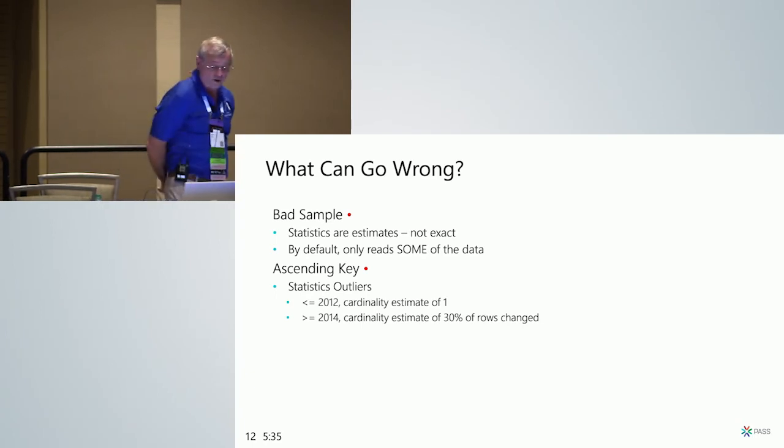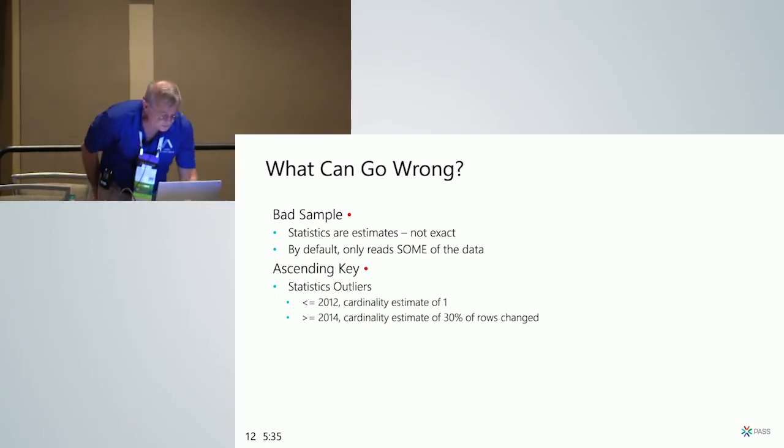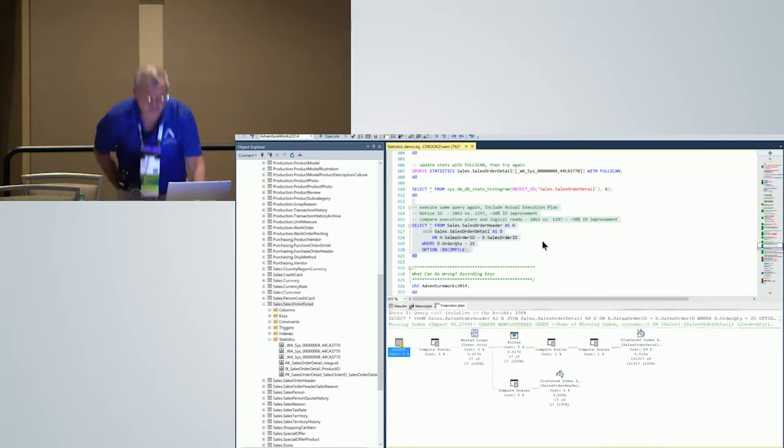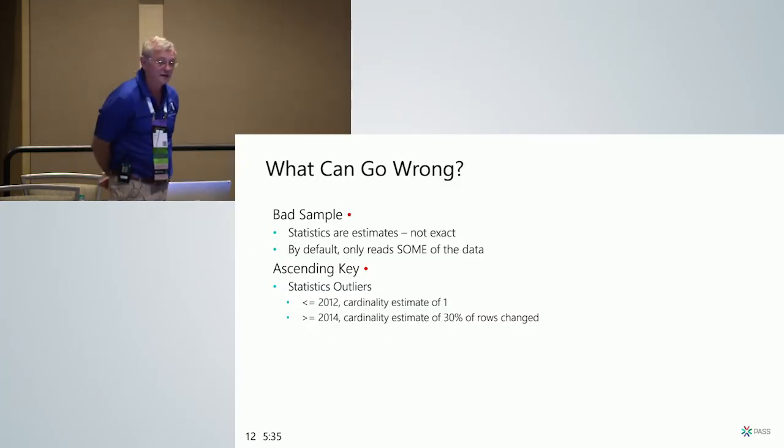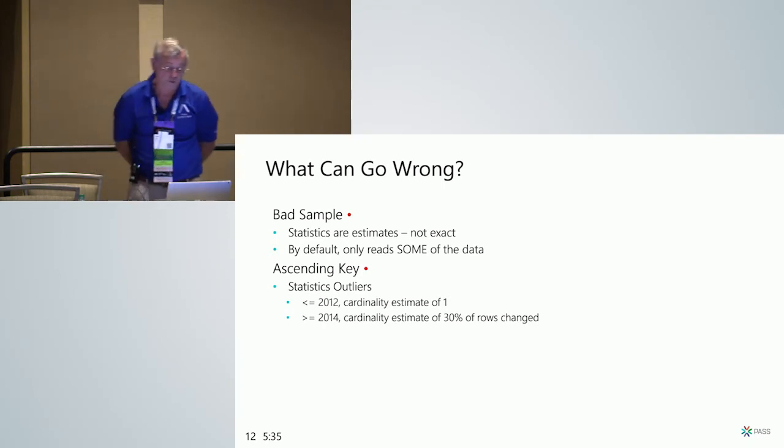The next thing that can go wrong is ascending key. How am I doing for time? 39. This is over at what time? 6. Perfect. Ascending key is a misnomer. Number one, it doesn't have to be ascending, it can be descending, and it doesn't have to be a key. But this is what happens.